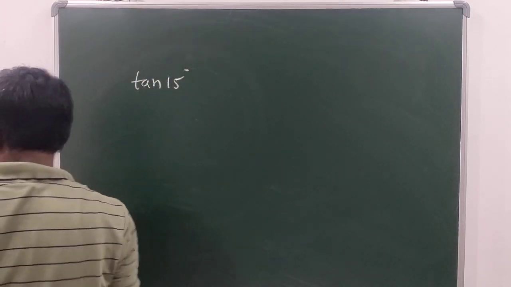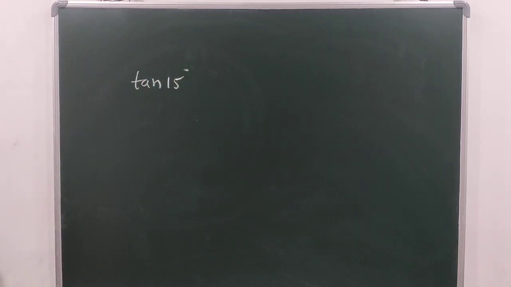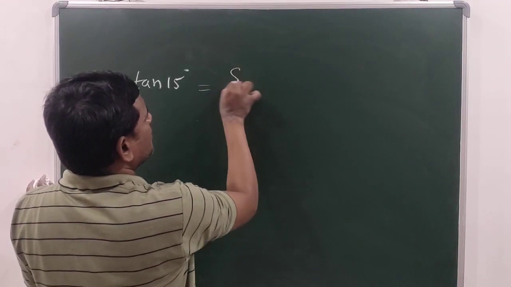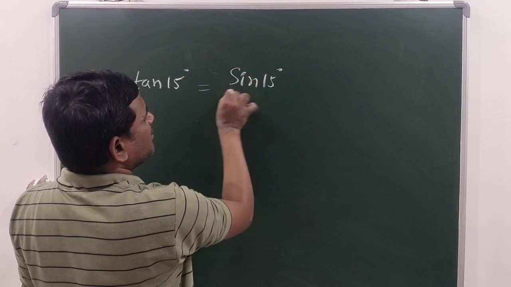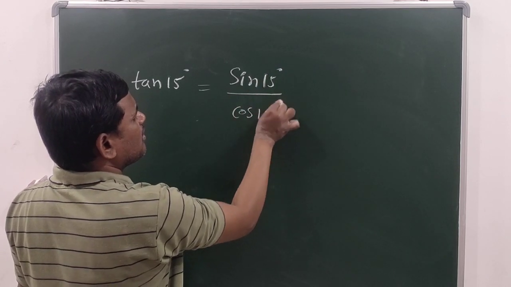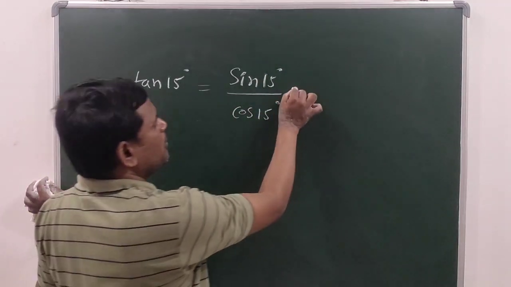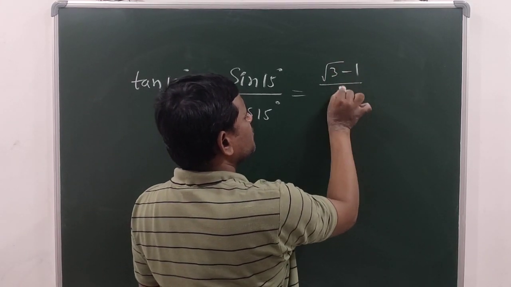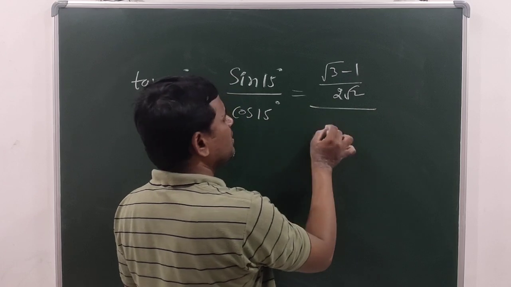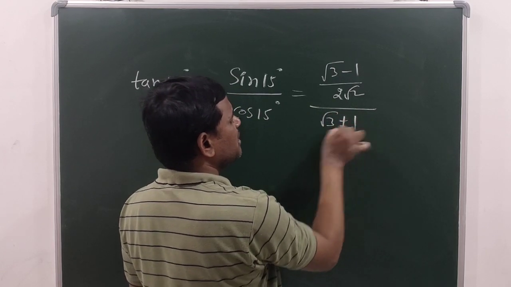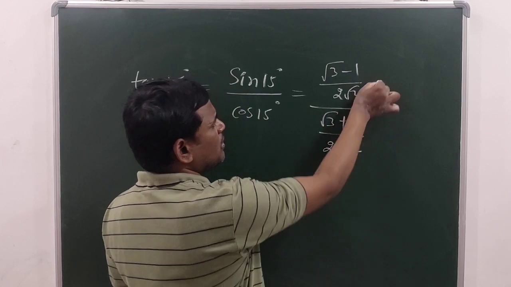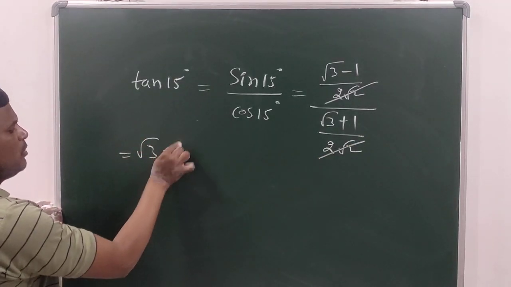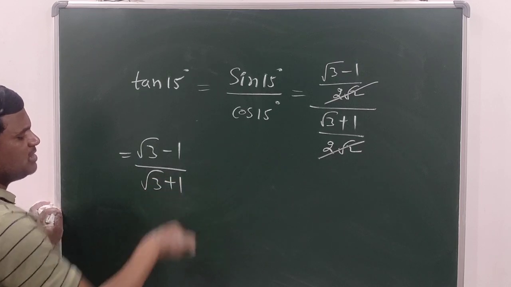Tan 15 degrees, suppose you want it, how do you get it? Tell me. This can be written as sin 15 by cos 15. Just now we prepared sin 15. How much did you get? Root 3 minus 1 by 2 root 2, by cos 15, root 3 plus 1 by 2 root 2. Now cancel both of them. So what did you get? Root 3 minus 1 by root 3 plus 1.